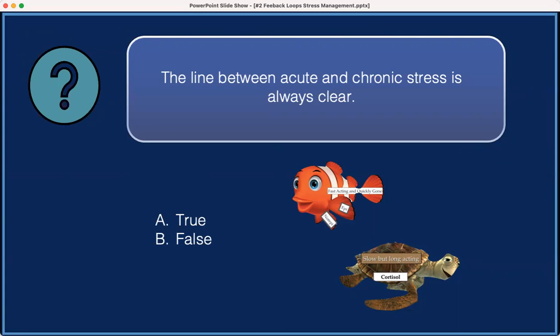Next, the line between acute and chronic stress is always clear. True or false? And the answer is false. Say you are given an assignment that you have to get up in front of the class and give a short talk. The rush of doing the talk is good for you, but that chronic worry of knowing that it's coming up is going to increase your cortisol levels.